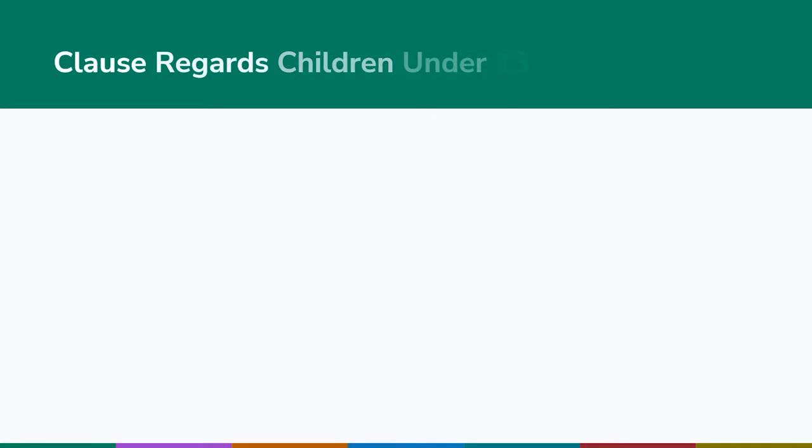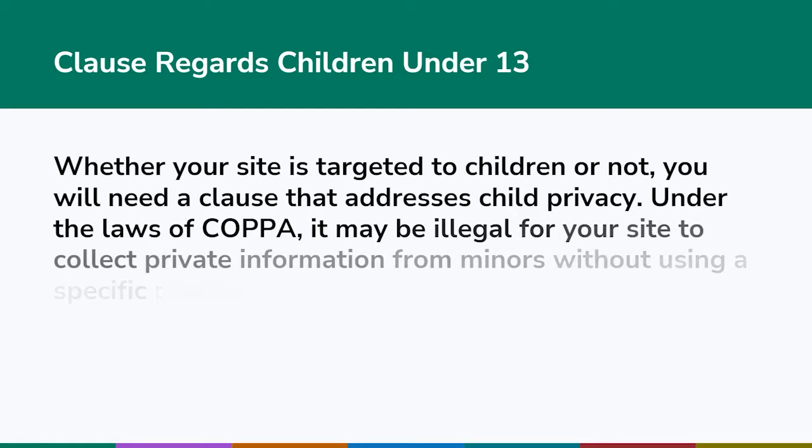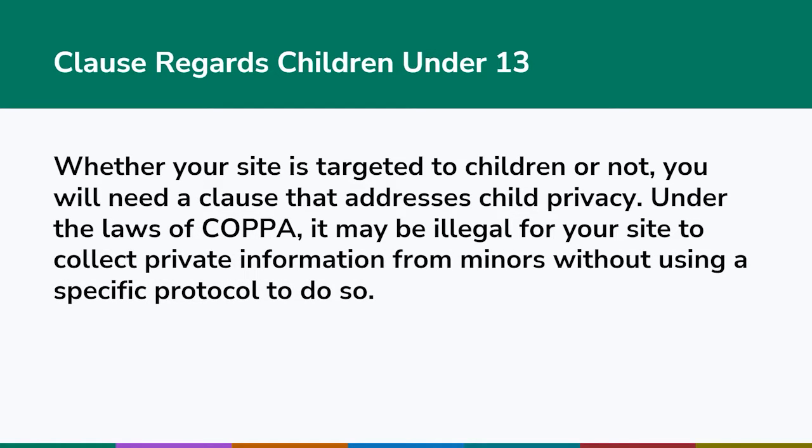The next clause regards children under 13. Whether your site is targeted to children or not, you will need a clause that addresses child privacy. Under the laws of CalOPPA, it may be illegal for your site to collect private information from minors without using a specific protocol to do so. If your business is targeted to adults, then a simple statement like the one below may be all you need to limit your liability in the event that a child wanders onto your website or mobile app.